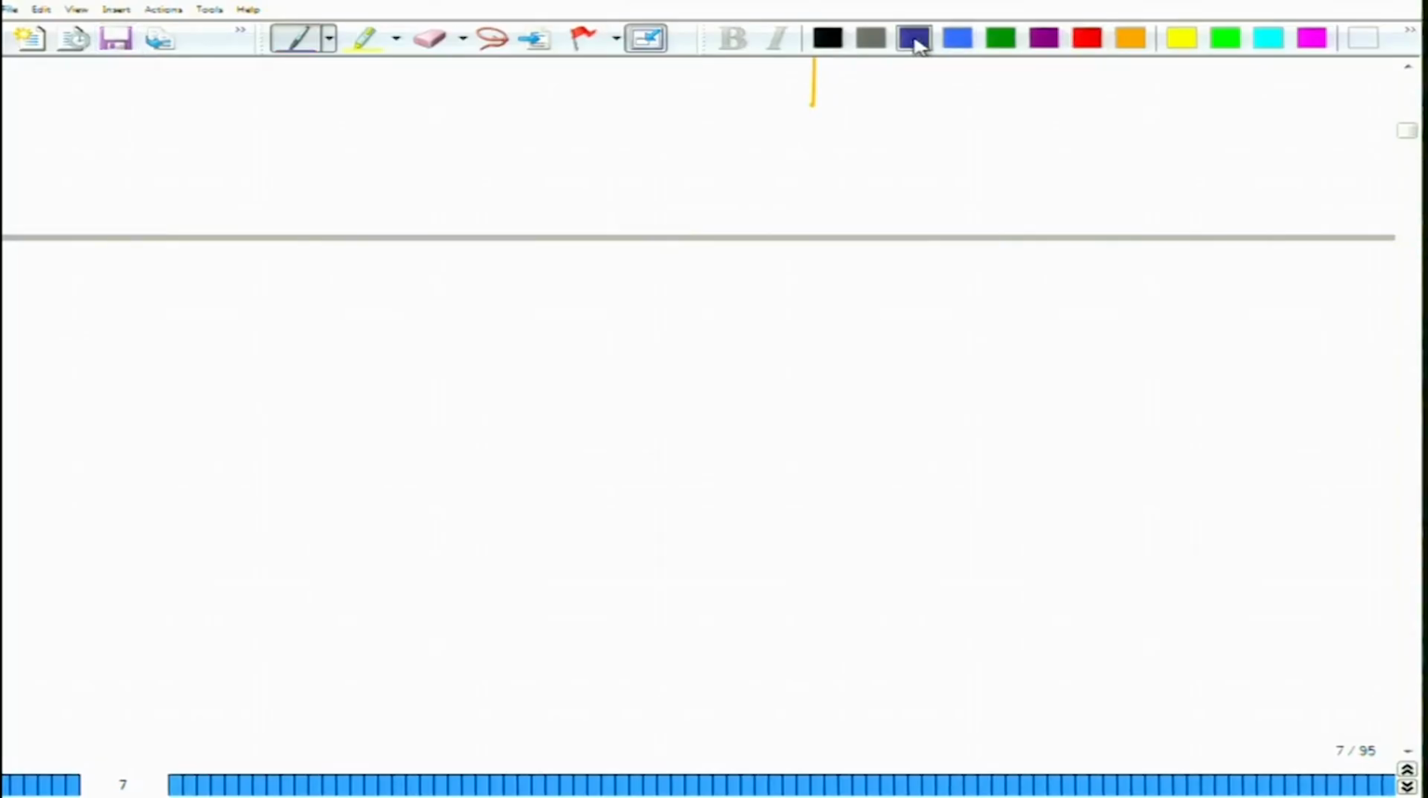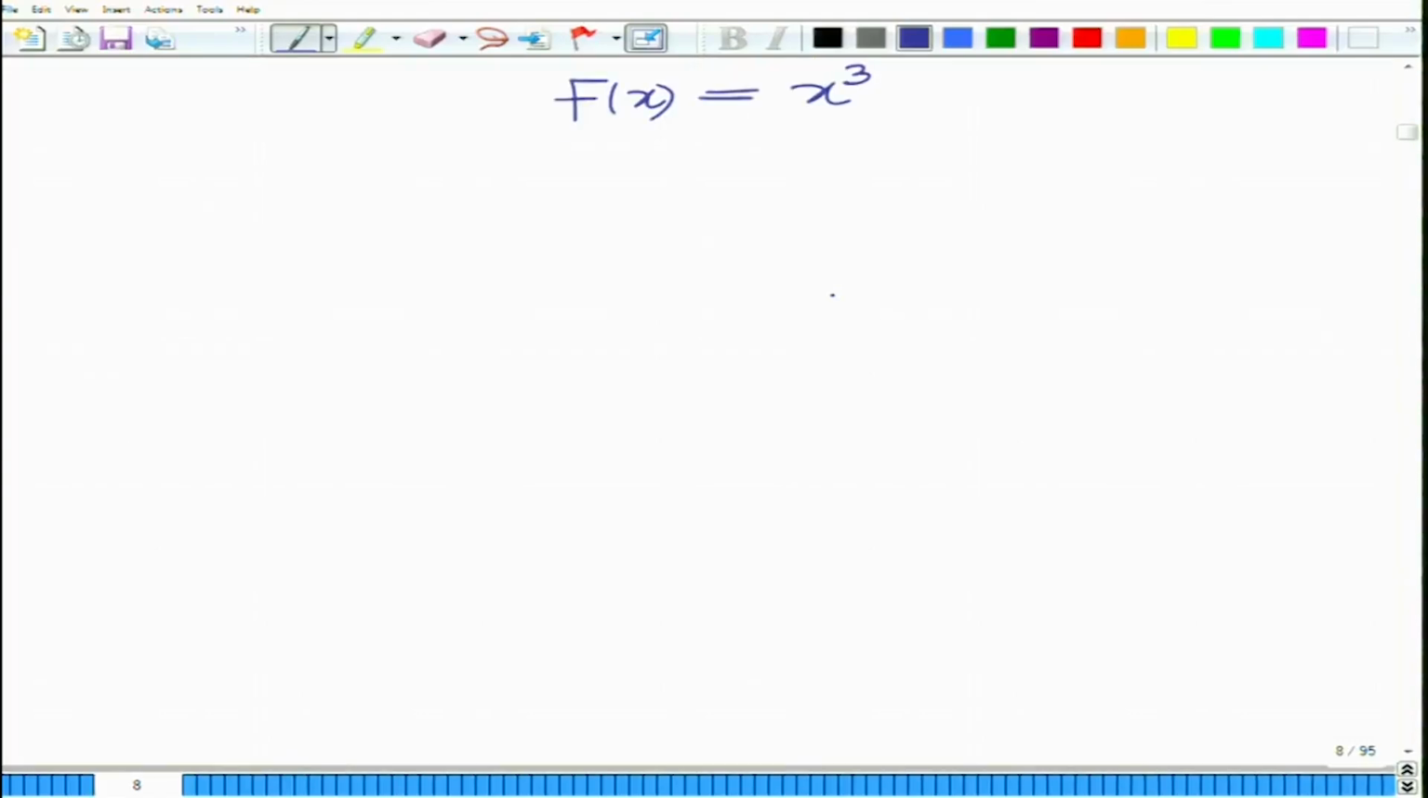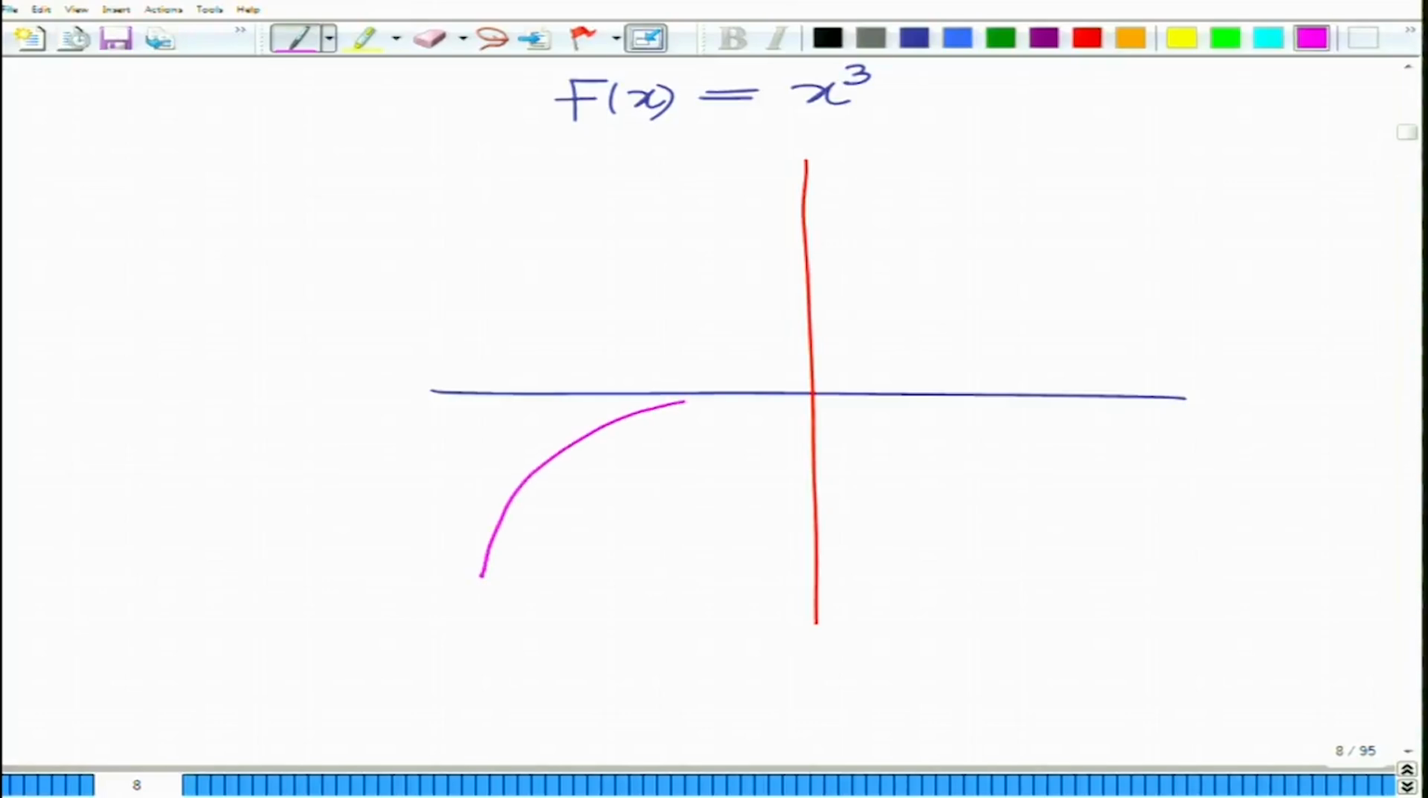Now, on the other hand, if you look at f of x equal to x cube, you might be under the misconception that f of x equal to x to the power of alpha for alpha greater than or equal to 1 is always convex. But if you look at f of x equal to x cube, for x less than 0 this is negative, and for x greater than 0, it is positive.